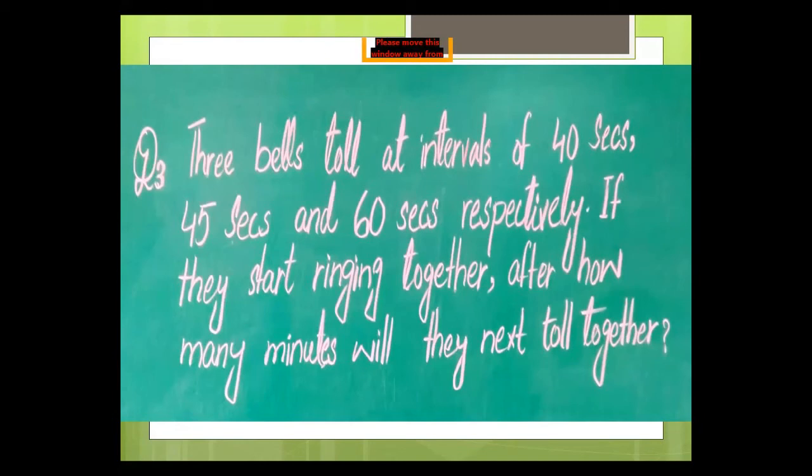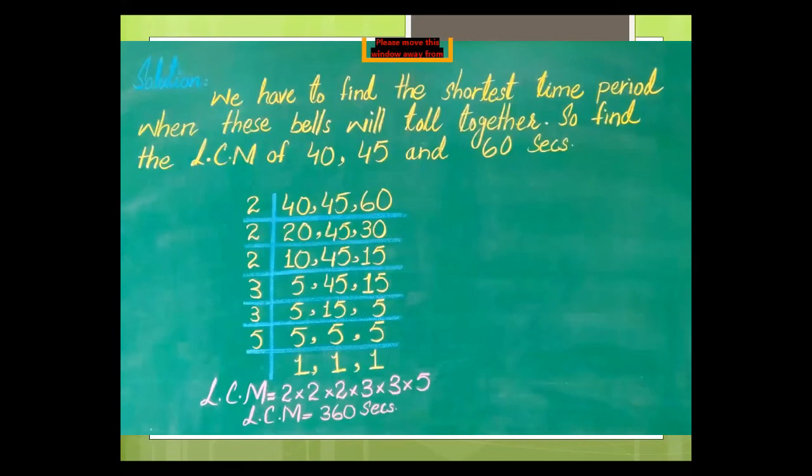So in this question you have to find after how many minutes they will next toll again. It means you have to find the LCM of all these three numbers. We have to find the shortest time period when these bells will toll together. So find the LCM of 40, 45 and 60 seconds respectively. The same method we apply over here. Firstly, you find a divisor. We divide all these three numbers at a time.